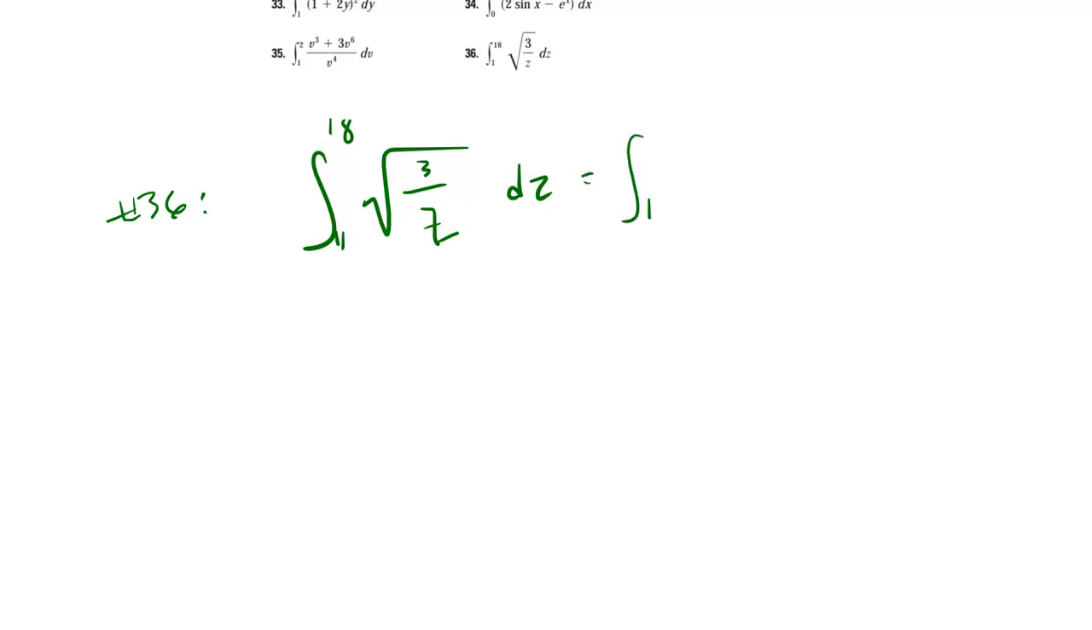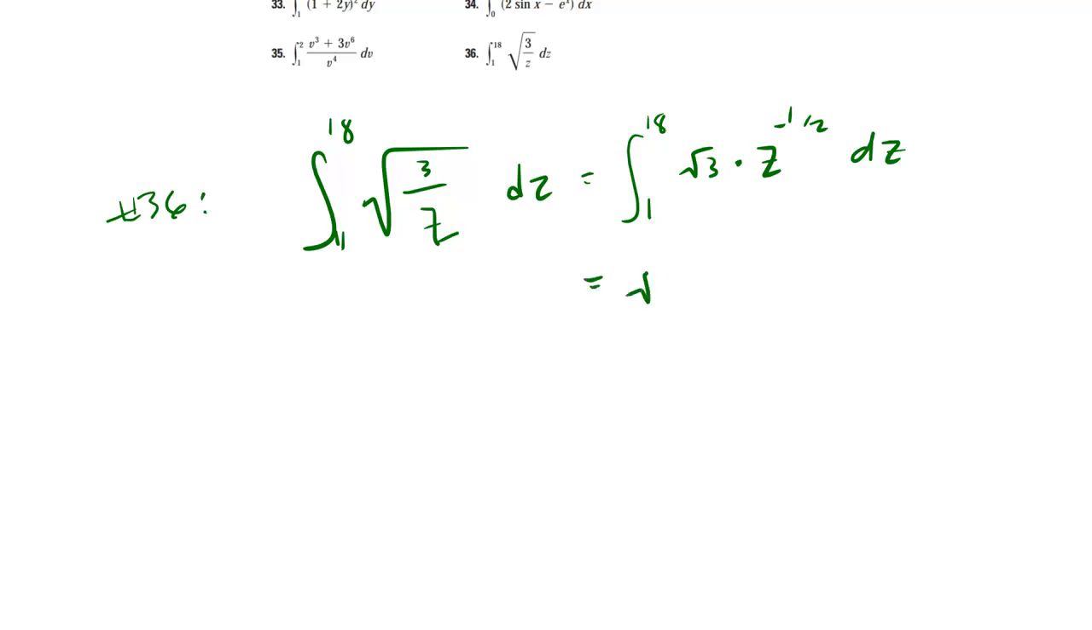So problem 36 gives us this, the integral from 1 to 18 of 3 over root z dz. How would I rewrite this? Well, I'm going to write it like this. 1 to 18. I'm going to say square root of 3, just bring it right there, times z to the negative 1/2 dz.